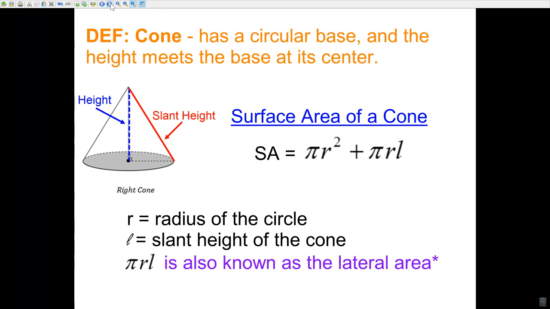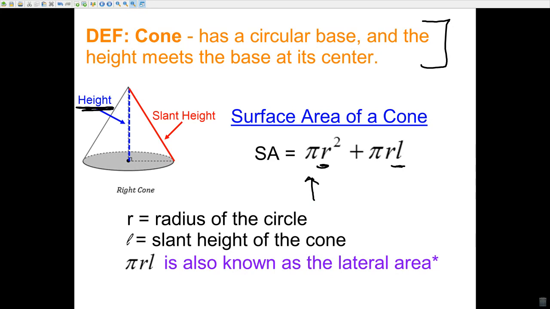Cones are actually, in my opinion, a little bit quicker because you only have two different things you need. You just need the radius, and you just need the slant height. We already talked about those things. The height is going to be important because that's where we're going to use the Pythagorean theorem a little later. But sorry, let's talk about the cone. A cone has a circular base, and the height meets the base at its center. Great, just like an ice cream cone, right?